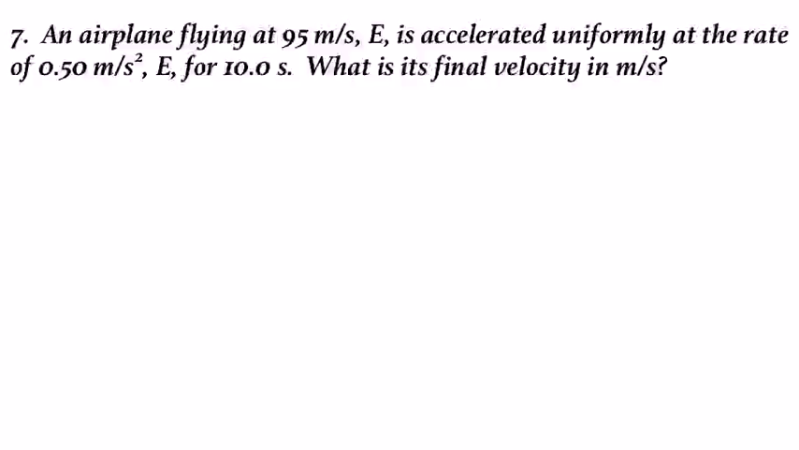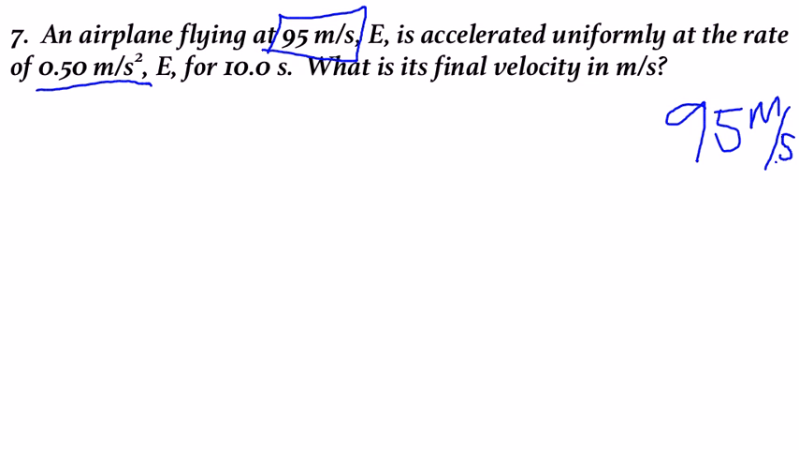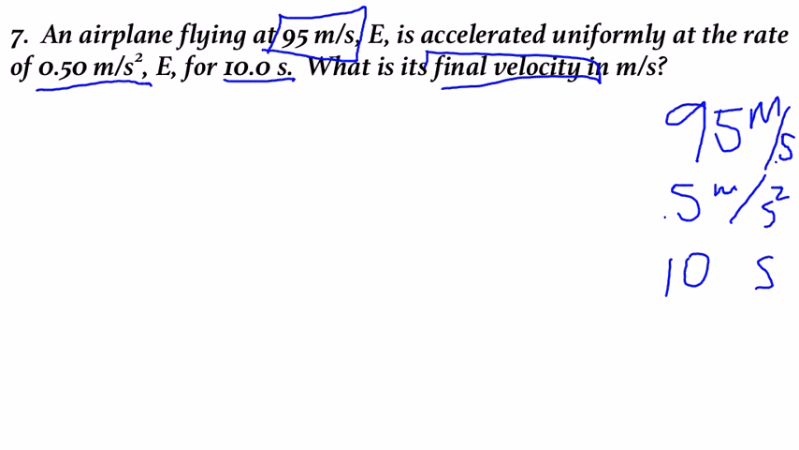So I just start reading the question. I see 95 meters per second. I'm going to write that down. 95 meters per second. There we go. Okay. I see 0.5 meters per second squared. Alright. I see 10 seconds. I'm always going to list it in a column. Always, always, always. Now, it's going to ask for final velocity. I will list that in a second.